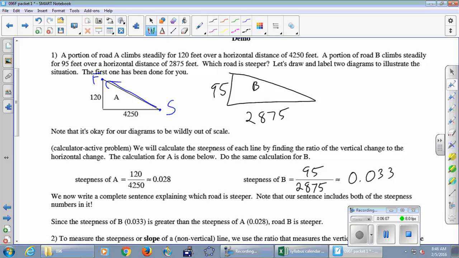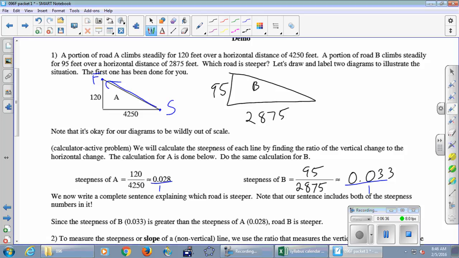Okay, we've got two numbers. 0.028 is the steepness of road A. 0.033 is the steepness of road B. To figure out which one is steeper, it's still not obvious to me, but at least I have a single number for both lines as opposed to having two numbers for each line. And to figure out which one is steeper, I'm going to force this guy to be a fraction. Normally I wouldn't do this, but it's our first time doing this slope idea. So I'm just going to put them both over 1, which allows me to put some units on the fraction.